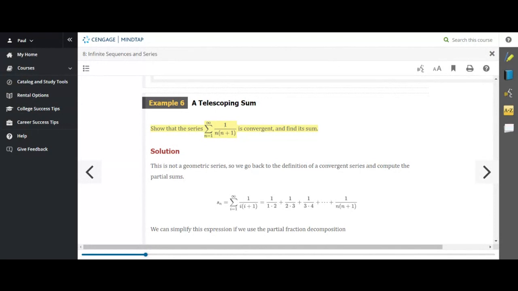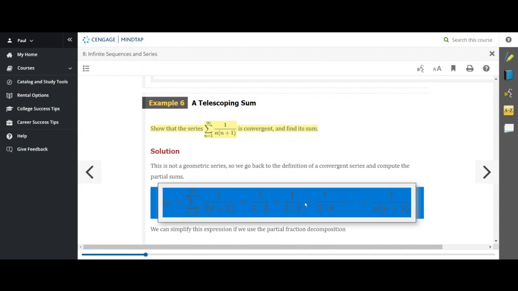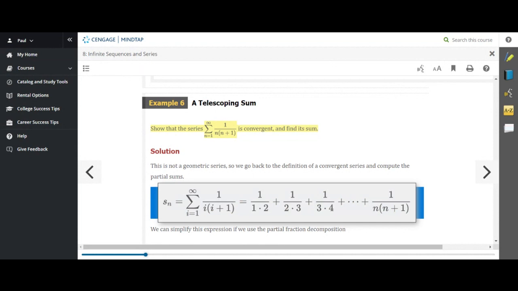So you see the series n equals 1 to infinity of 1 over n times n plus 1. That's not a harmonic series, okay? But what kind of series is it? Well, in the denominator, when you have a product of two like that, you have what's called a telescoping sum. It's not a geometric series. So they say, let's look at the partial sums of the series.